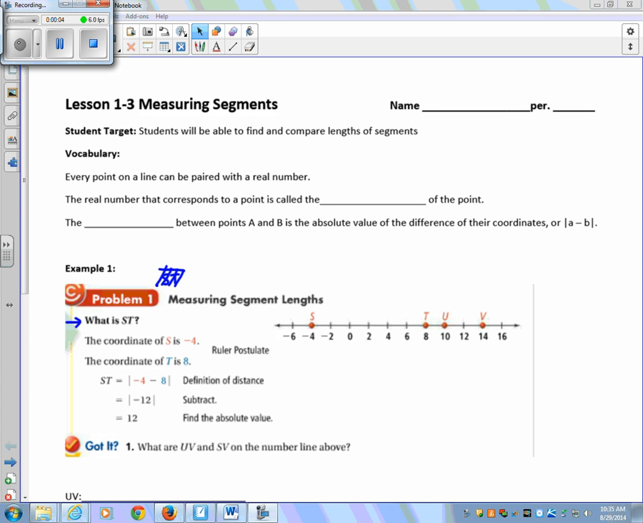Hi, this is Mrs. Myers, and today we are going to learn lesson 1.3, measuring segments. Our target today is to be able to find and compare lengths of segments.